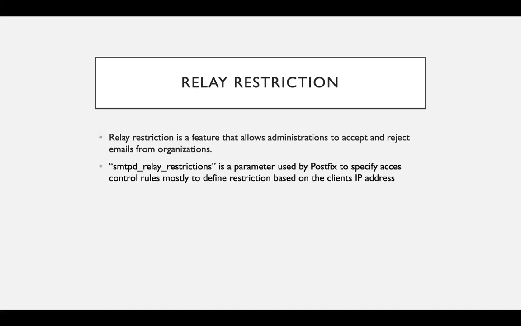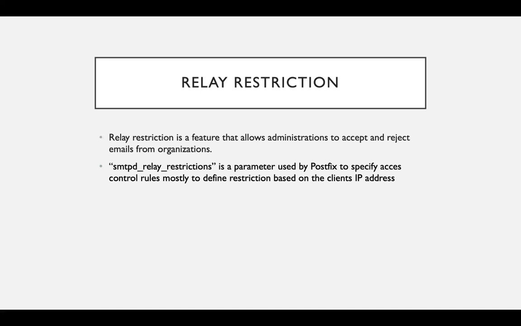And relay restriction. Relay restriction is a feature that allows admins to accept and reject emails from organizations, which is very essential because of phishing email attacks. An organization might feel like this is a good email, so they will click it, and it will just disrupt the whole system. But this time, the organization could decide what is good or bad, so they can't blame it on anybody else for their problem.